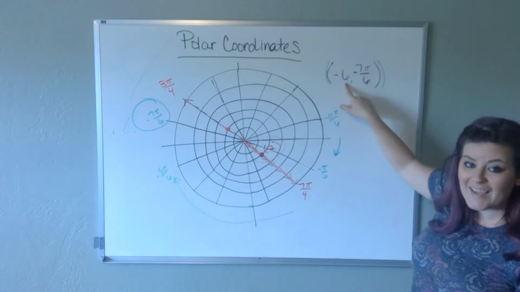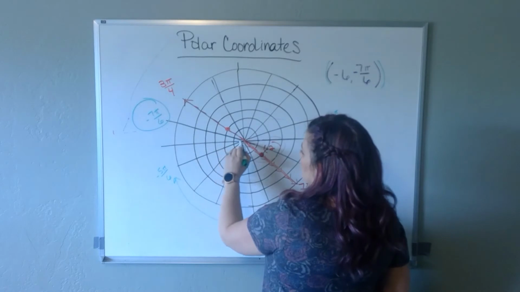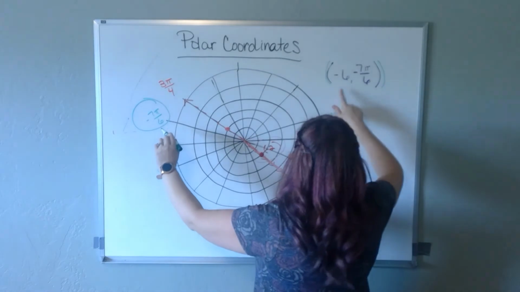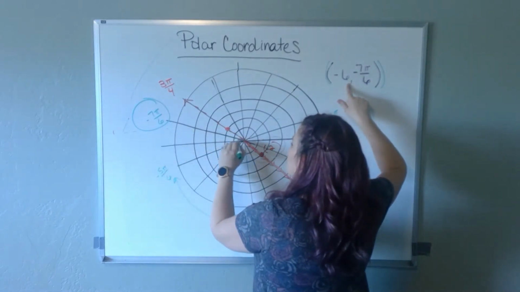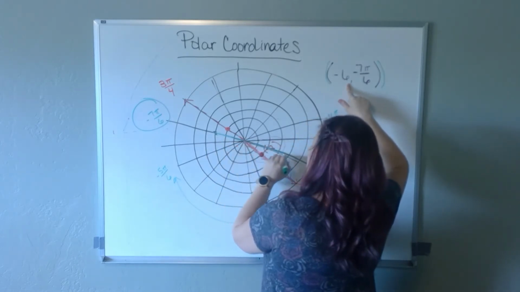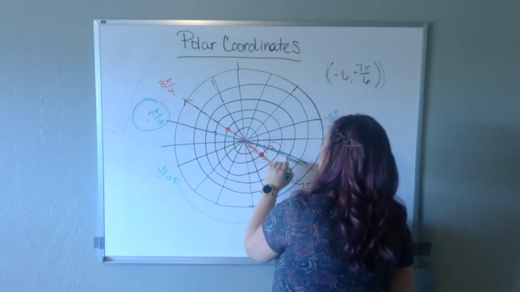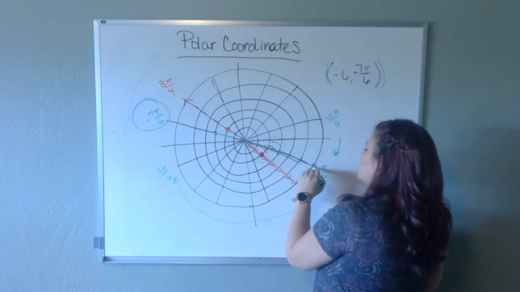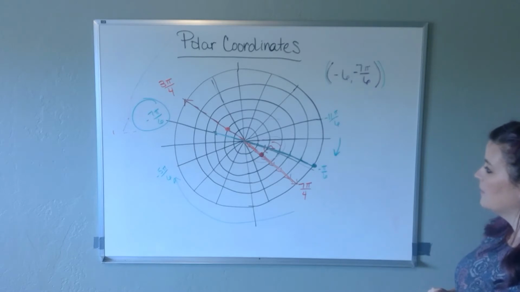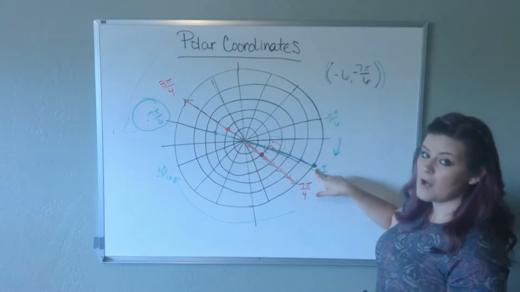My r is negative 6. So think about it. Here's the angle in the coordinate pair, which means positive r's would come toward that angle in this direction. r is negative 6, which means I can't go this way. I have to go the other direction, opposite direction, and I have to go 6. So I have to go 1, 2, 3, 4, 5. Here's negative 6. All right, so this is negative 6, negative 7 pi over 6.